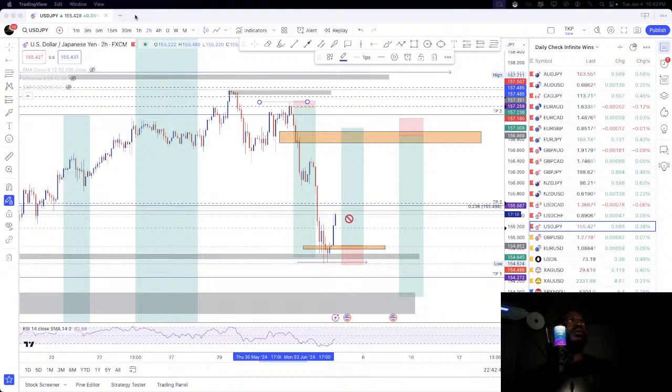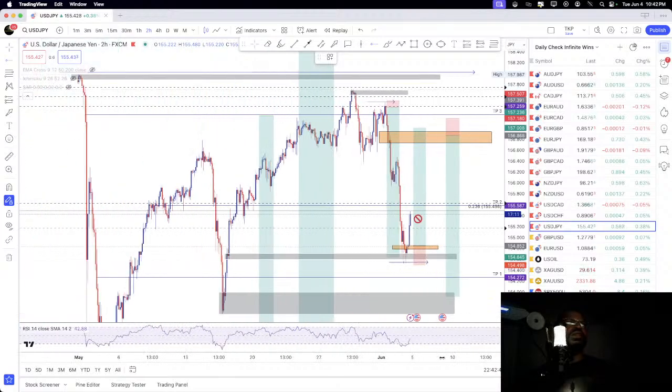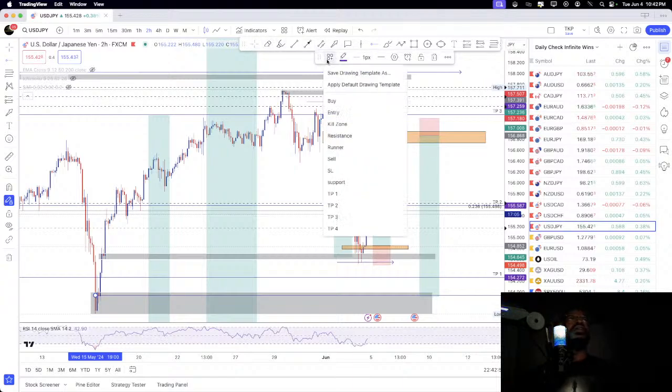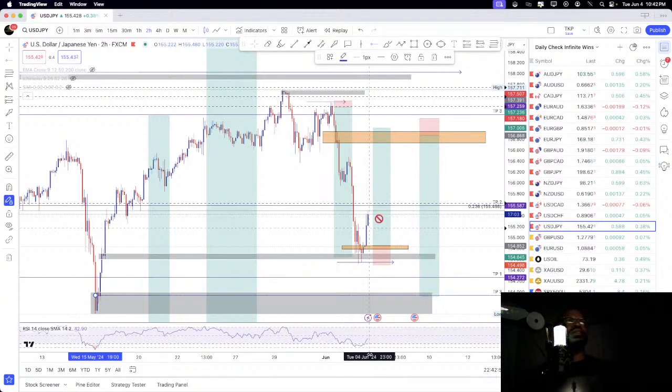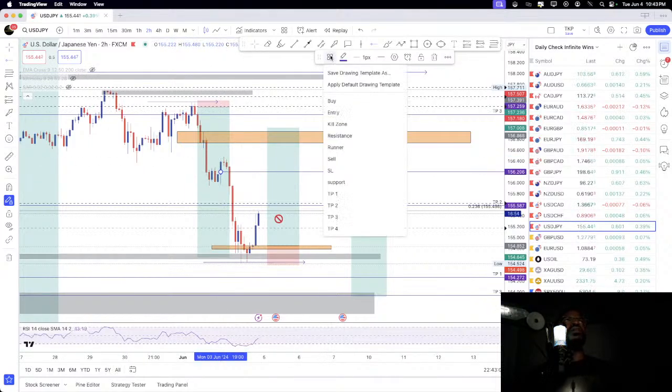All right, TPs. It's a 2-hour double bottom down here. This will be TP3. This area right here, TP1.